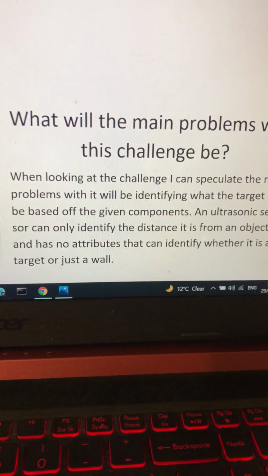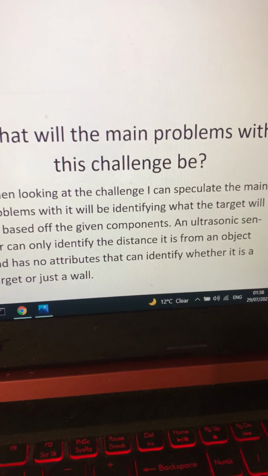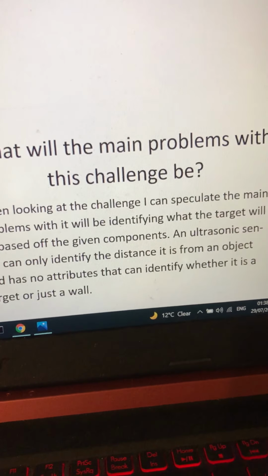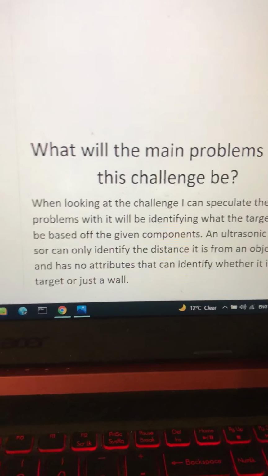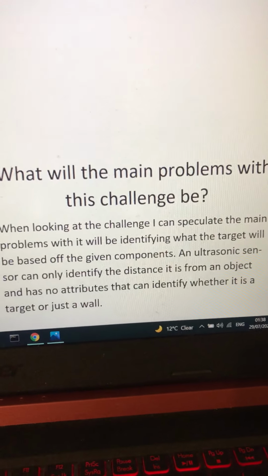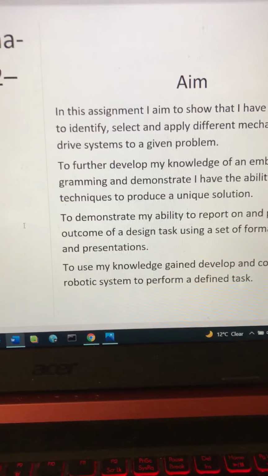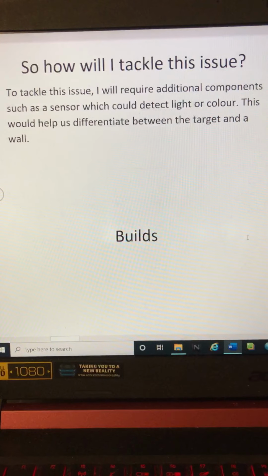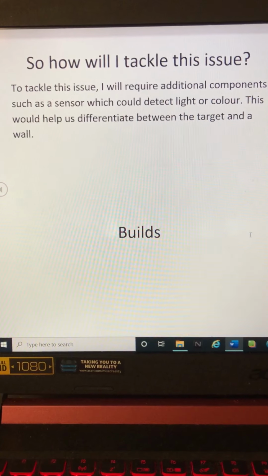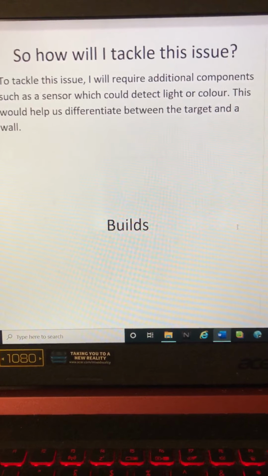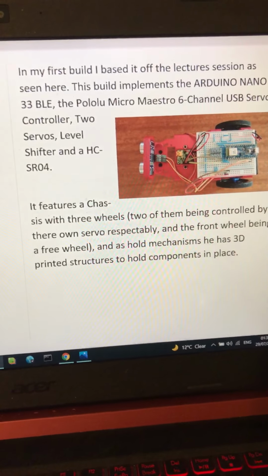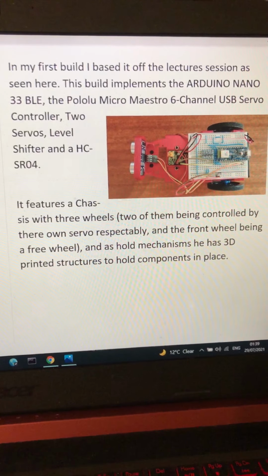When looking at the challenge, I thought the main problem would be how we will identify the target compared to, for example, a wall, using ultrasonics. So what I thought is how I tackle it. I thought I'd get a sensor which could detect light or colour, which would help differentiate between the target and the wall. So, first build, based off a lecture session.